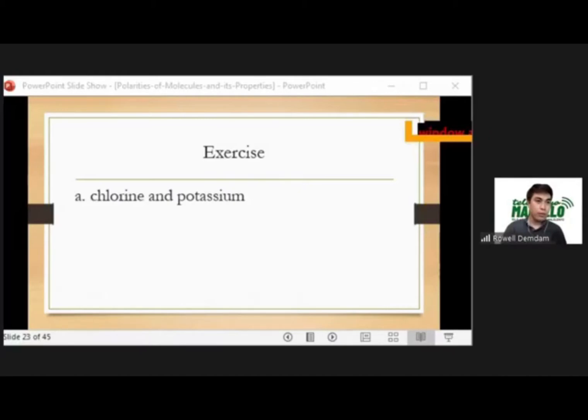Okay, all you have to do is to find the difference between these two. So what is the electronegativity value of chlorine and potassium? And then subtract it. And then you'll know if it is ionic or covalent.